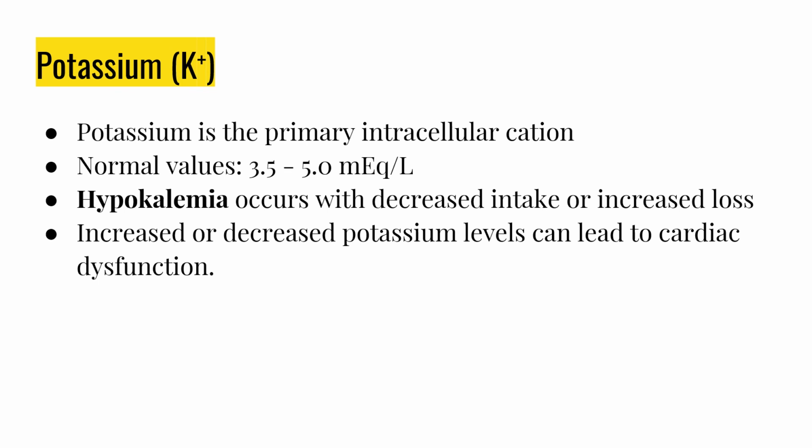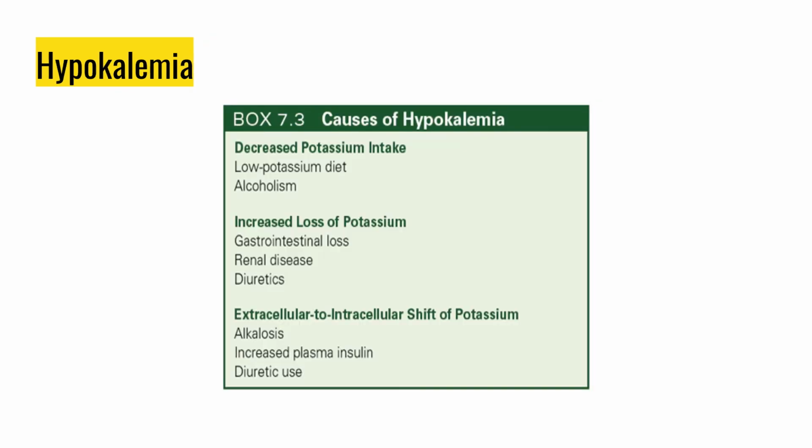All right, potassium. Potassium, again, is also a cation. The normal value is about 3.5 to 5 milliequivalents per liter. Hypokalemia, so you have a decreased intake or an increased loss. Again, either one of these on either a high end or a low end can lead to cardiac dysfunction. So we want to make sure our potassium is monitored. Hypokalemia, even though K is potassium, those are some of these words and symbols that can be kind of confusing. But with hypokalemia, you think of K as potassium.